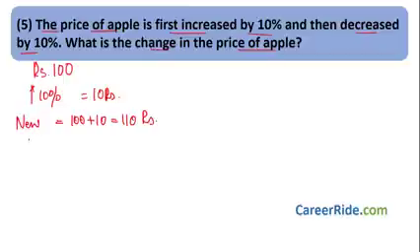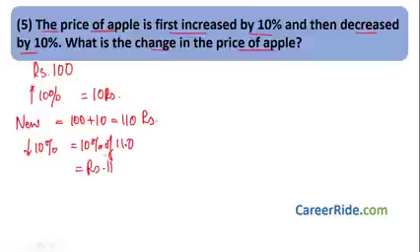Now the price is decreased by 10%. What is now 10% of the new price? That is 10% of 110. Simply put a decimal, that is rupees 11. So 11 rupees price has been reduced, right?